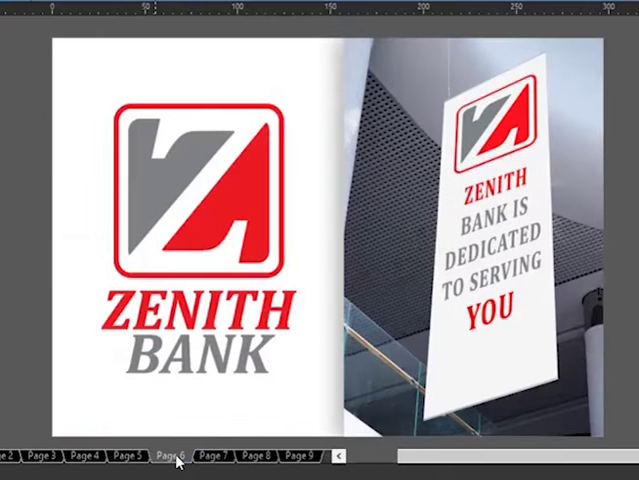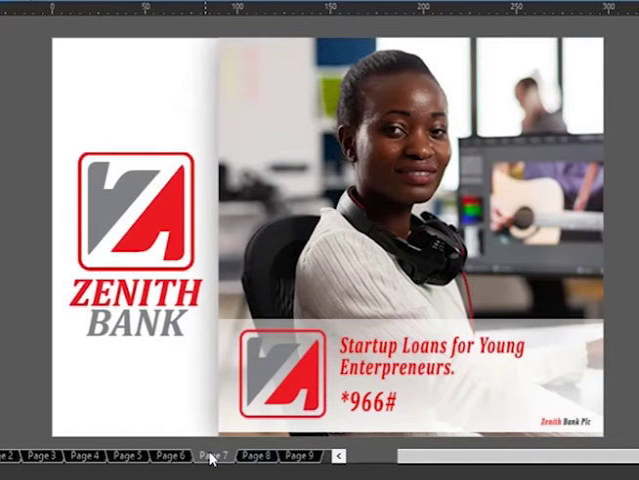And tip number 6, try to use informative designs. This is just like a hanging portrait banner to inform the clients of services that the bank renders. So try to use informative design. It could be a banner on the road, or it could be a flyer, or it could be a brochure. Yeah, so just try to use the logo in informative designs.